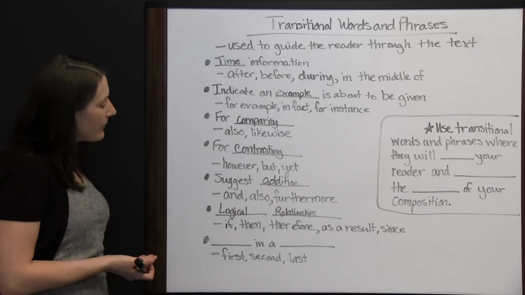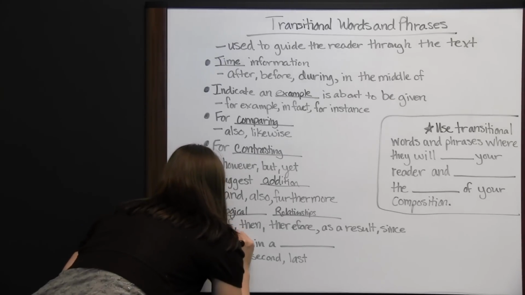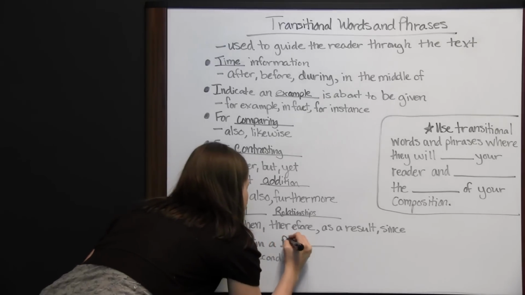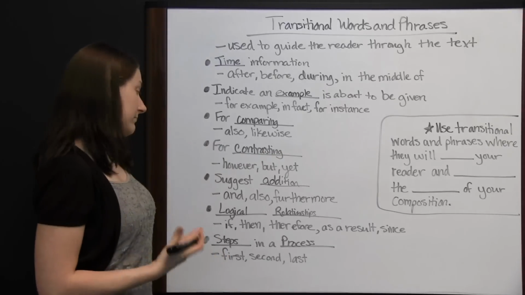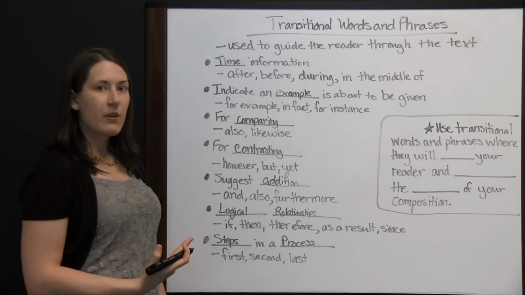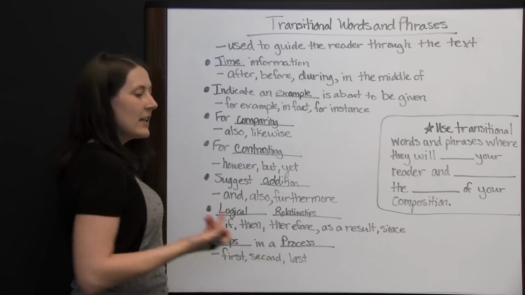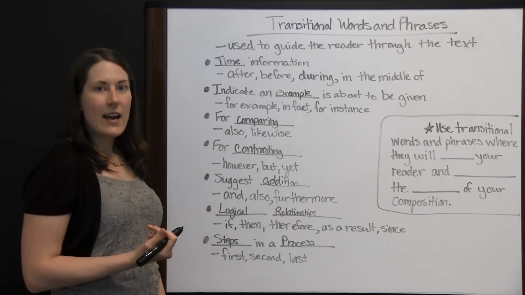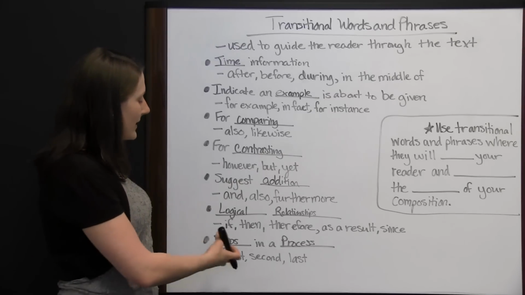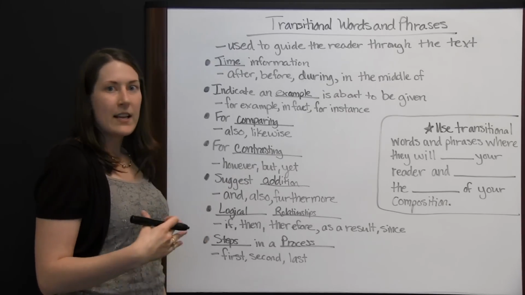And our last example for transitional words and phrases are steps in a process. And these words show that exactly. They're showing steps in a process. First, you'll gather up all your ingredients. Second, you'll mix the dry ingredients in a bowl. Last, you'll take the cake out of the oven. So these steps are telling you exactly what's happening first, second, third.